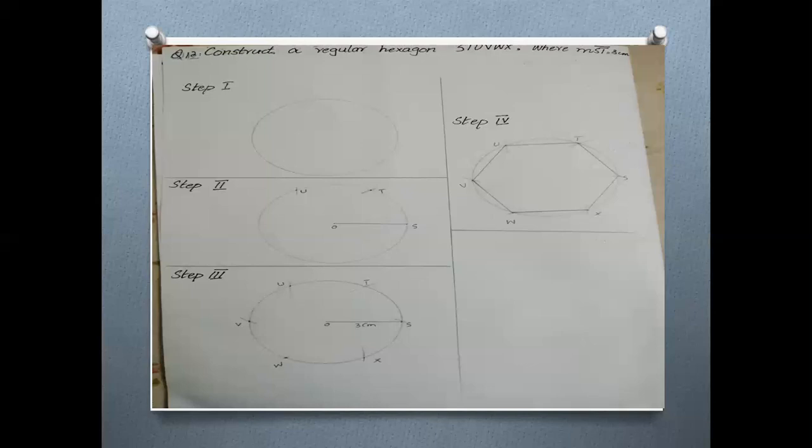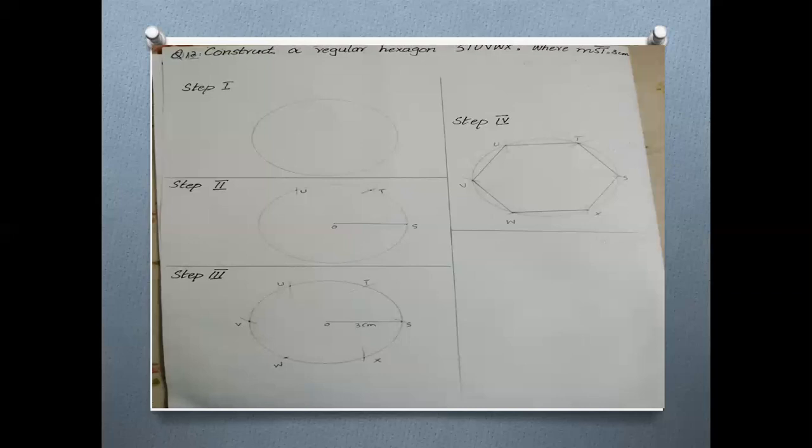Again, I'm repeating the steps. First, you will draw the circle of 3 centimeter because in the question they gave that ST is 3 centimeter. So we draw the circle of radius 3 centimeter. After this, we draw the radial segment, which is OS. OS is the radial segment. Then we open the compass to 3 centimeter and we cut the circle into 6 equal arcs.